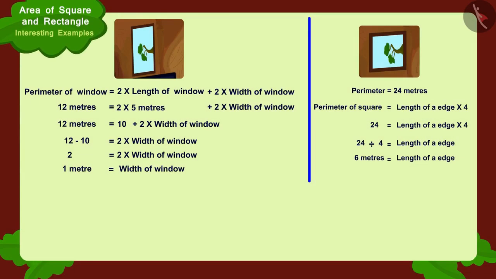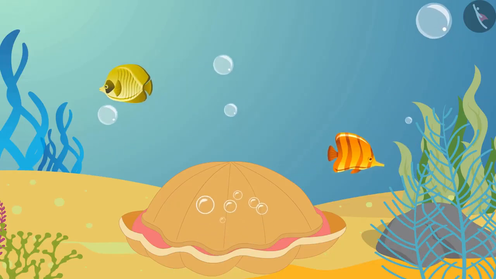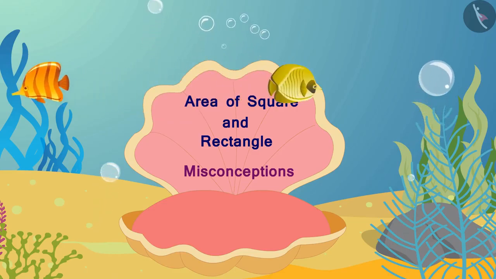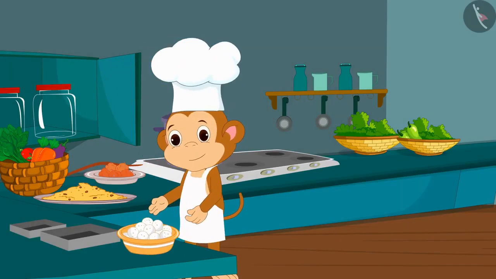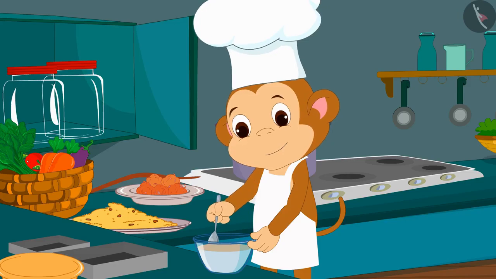Hello children! In the previous video, we learned more about the area of square and rectangle through some interesting examples. In this video, we will see some of the misconceptions related to this. Babban is preparing to bake a cake for Banno's birthday.